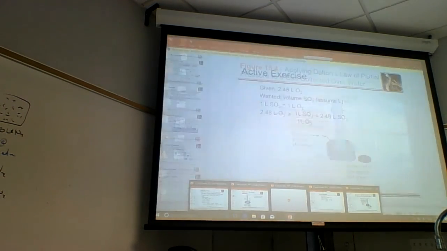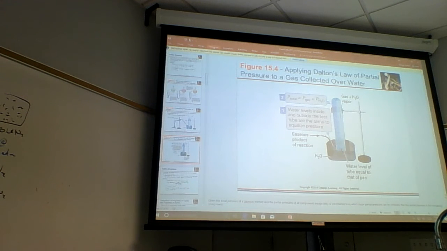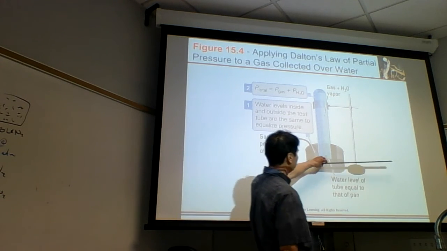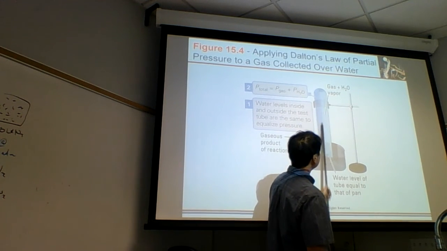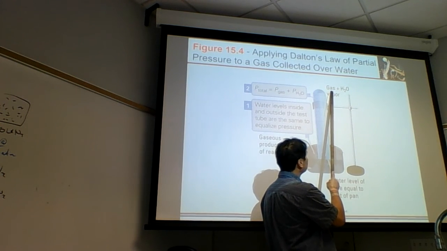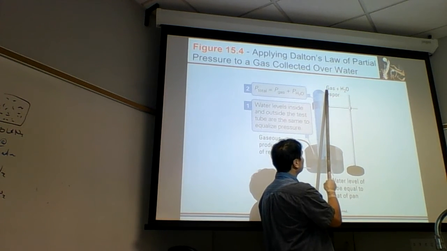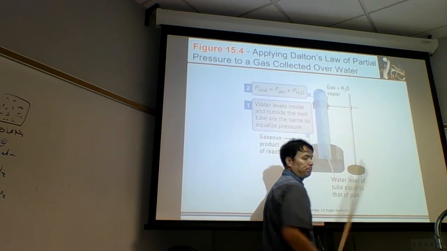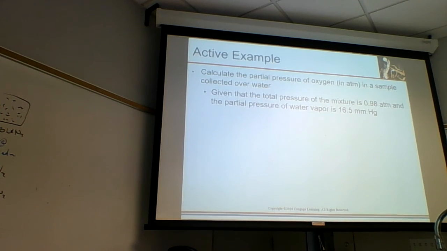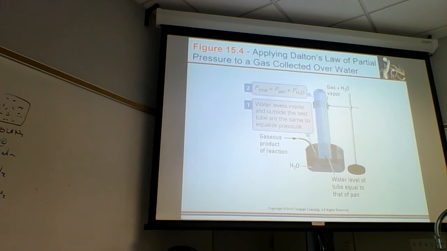Let's go back to chapter 15. So we know what the pressure is outside. The pressure outside is the same as the pressure inside because the two levels are equal. And so we know what the total pressure of this gas is. What we want to figure out is the pressure of the O2. We can do that if we know the pressure of water.